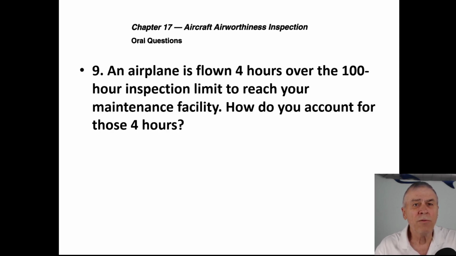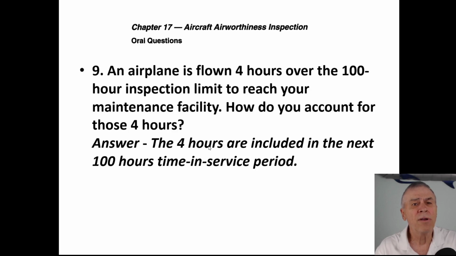An airplane is flown 4 hours over the 100-hour inspection limit to reach your maintenance facility. How do you account for those 4 hours? I wonder if you can answer this without actually saying 96. Just by saying those next 4 hours should be accounted for in the next 100-hour inspection cycle. See how they answer it. They also avoid saying 96.